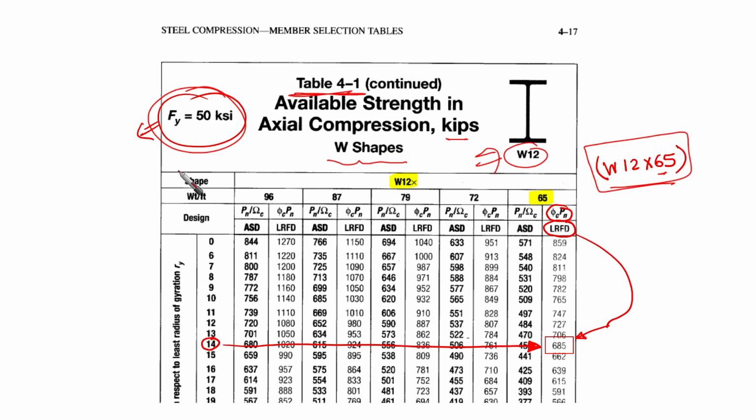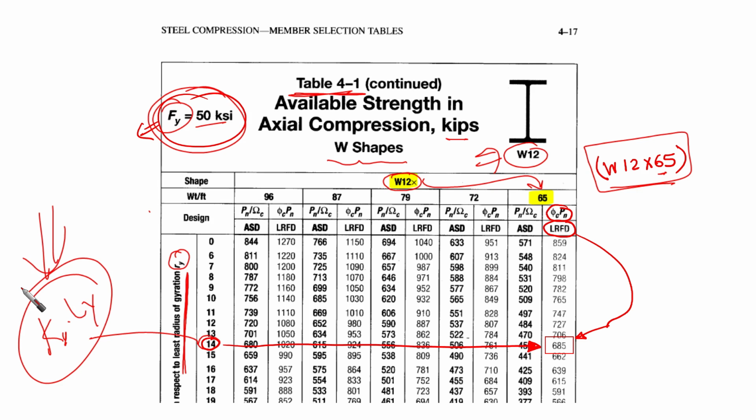If yield 50 is given for us, and then 12 by 65 here. Then we are going to the most left column, the effective length with respect to the least radius of gyration, which is related to Ry, and then we're going to find the length here. This is Ky times Ly. We have it 14 because we have K equal to 1 in our case.